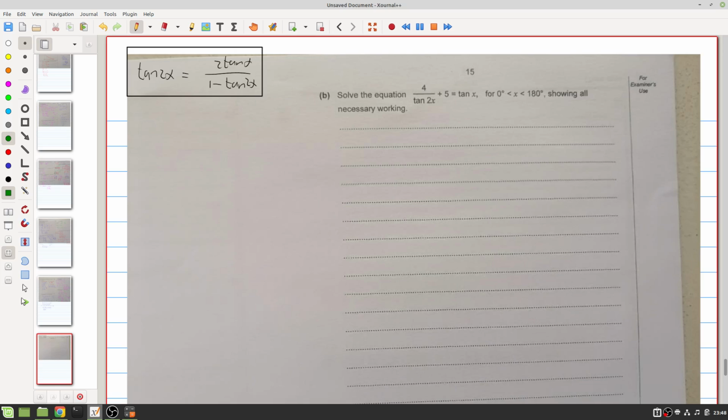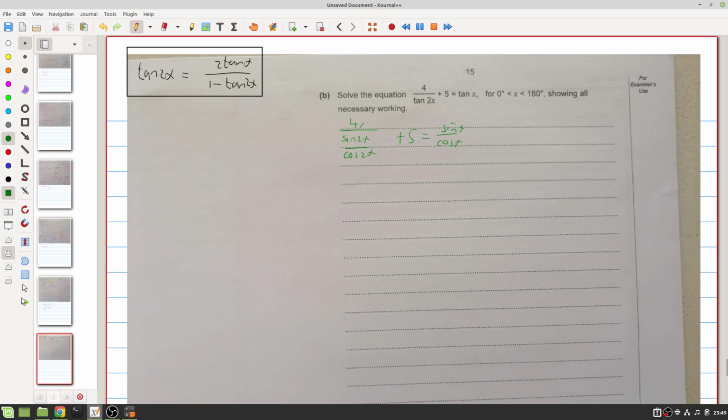So first thing, change everything into sin and cos. So we've got 4 over, no, tan is the same as sin over cos. So sin 2x over cos 2x plus 5 equals tan x. And tan x is sin x over cos x.